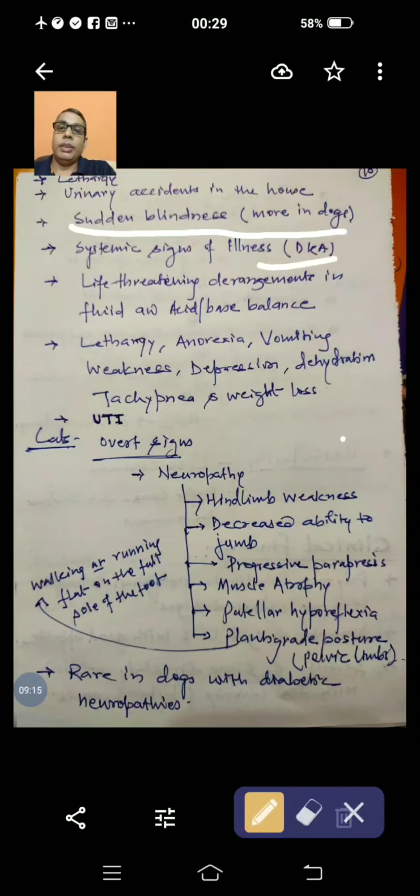Now, once the systemic signs of illness are there, it means that the animal is suffering from DKA, diabetic ketoacidosis, and this situation is life-threatening. Derangement in the fluid and acid balance will be there if the animal is suffering from this DKA.